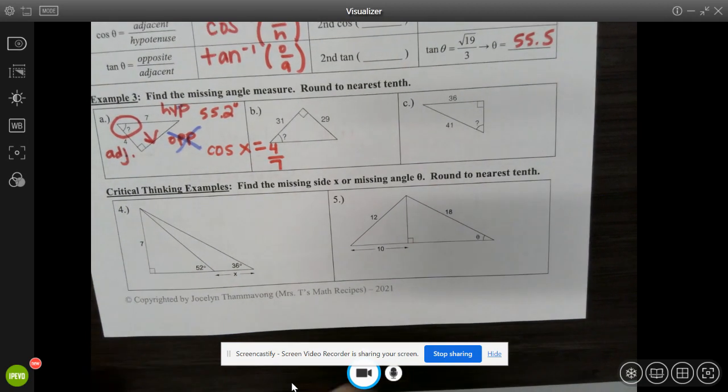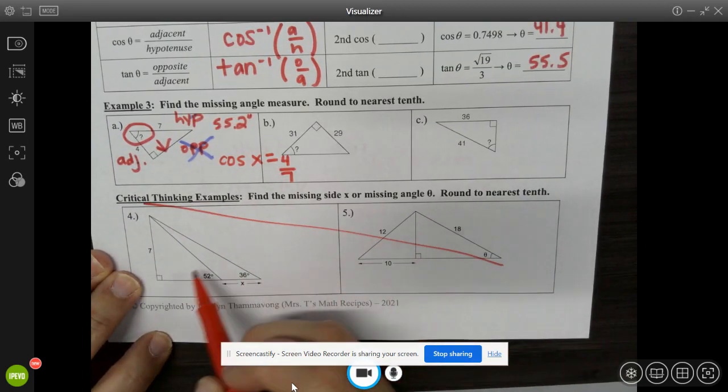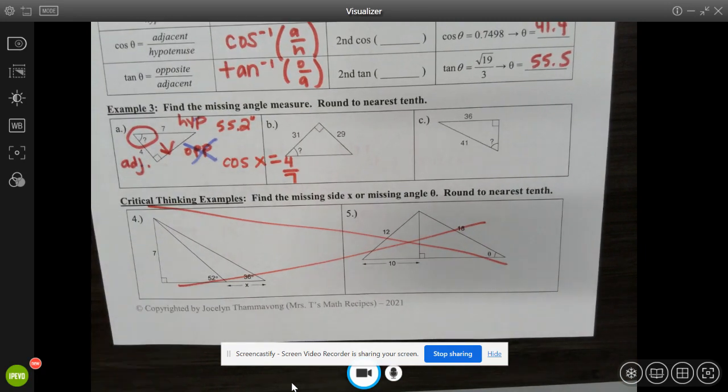I'll post the answers to the rest of these. We're not going to worry about the last two. And then in your assignment, there's also more examples and videos if you need to see any more things worked out.